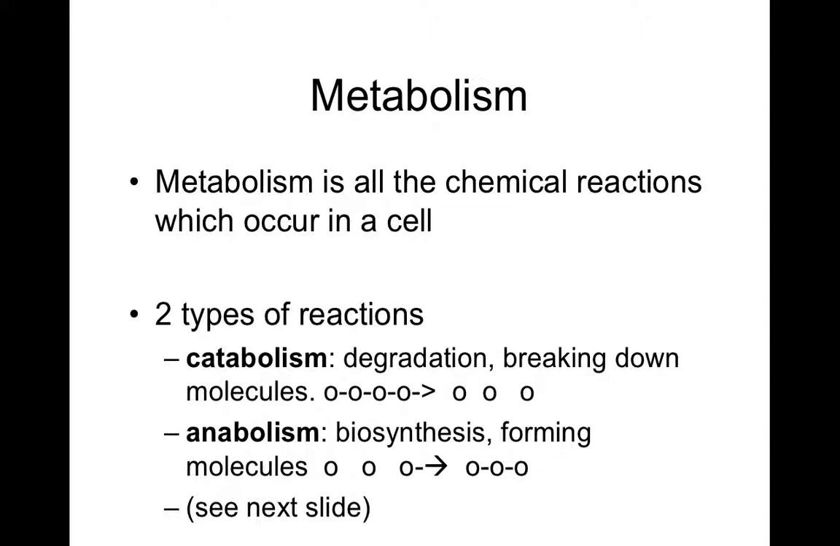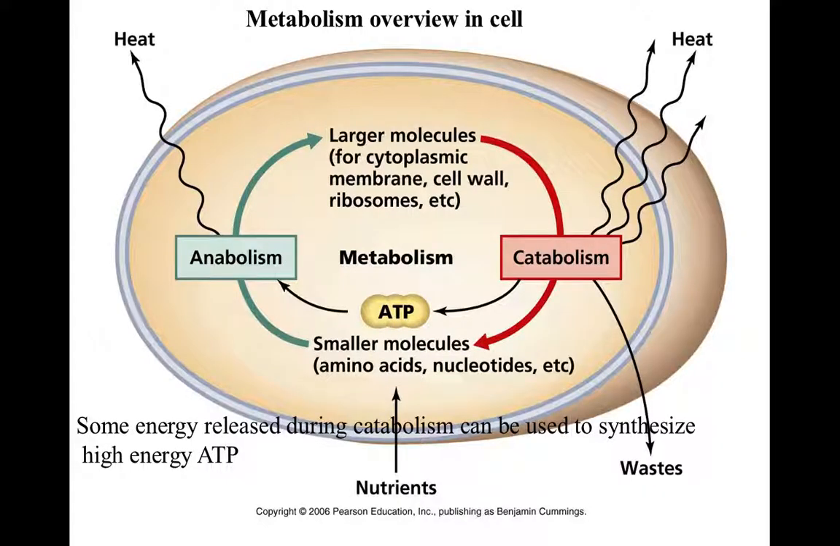So first of all, what is metabolism? It's all the chemical reactions which occur in a cell. And there are 2 basic types. Catabolism, when we take large molecules and break them down into smaller ones. And the opposite is anabolism, or biosynthesis, when we take smaller subunits and link them together to make larger units. Usually catabolism releases energy, and usually anabolism requires energy. So we can link these 2 processes in a cell.